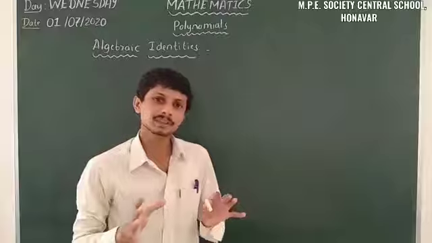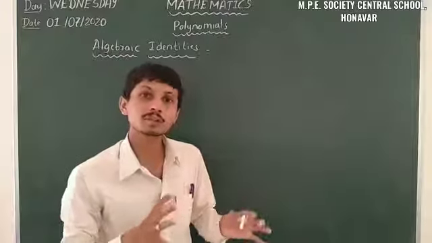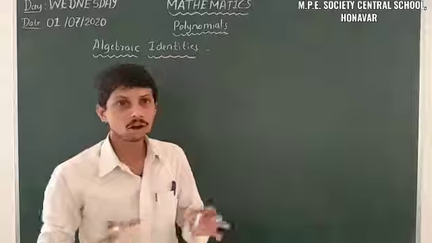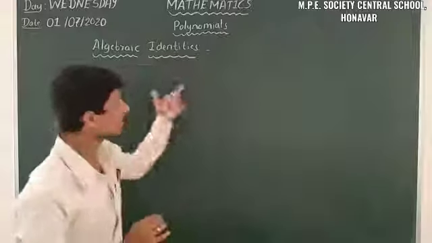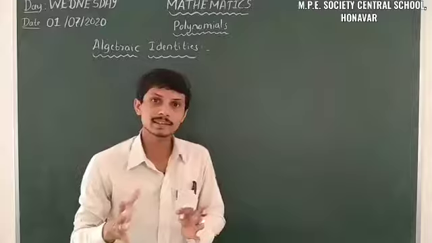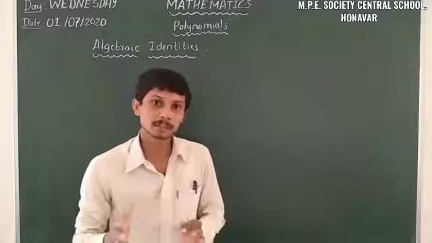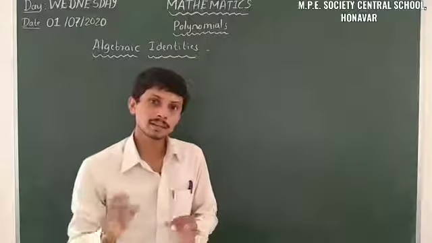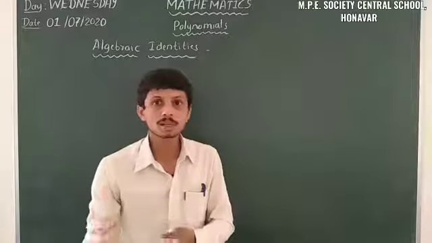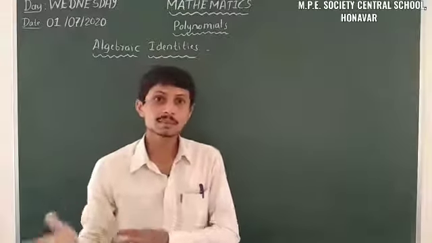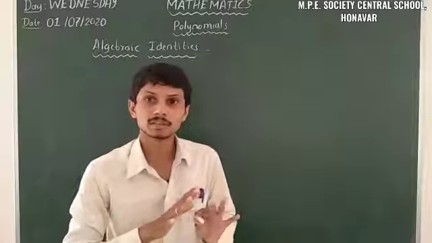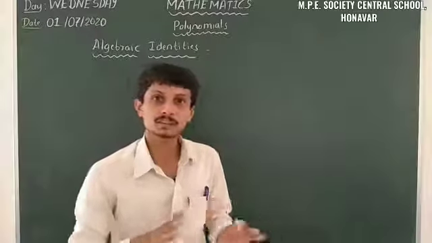Algebraic means it is related to algebra, one of the parts of mathematics. Already you know that. Identities means, you already know the identity element. The identity property: after adding 0 to a number, what do we get? The same number. So identity means it remains the same. It doesn't become false or wrong.